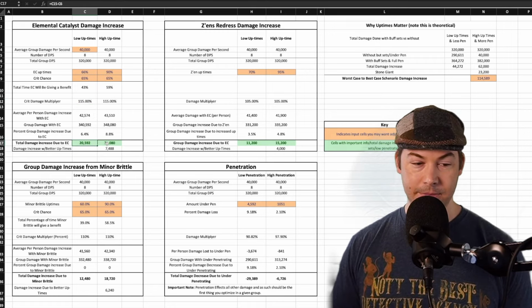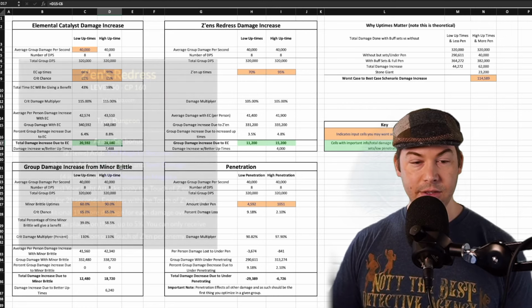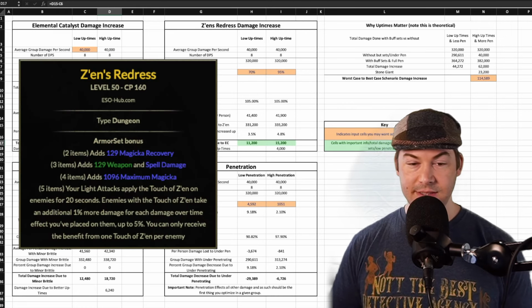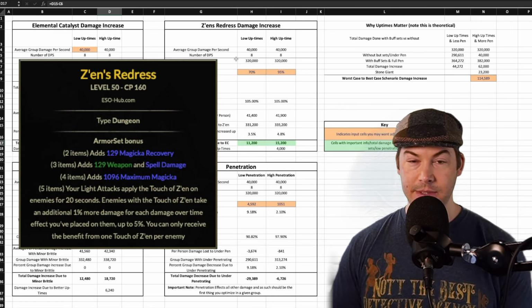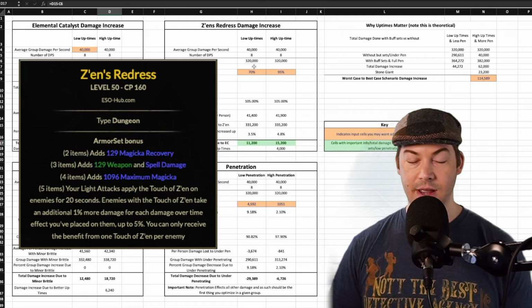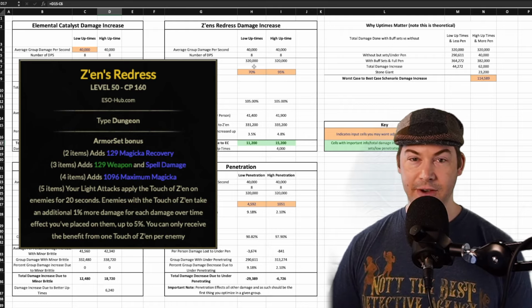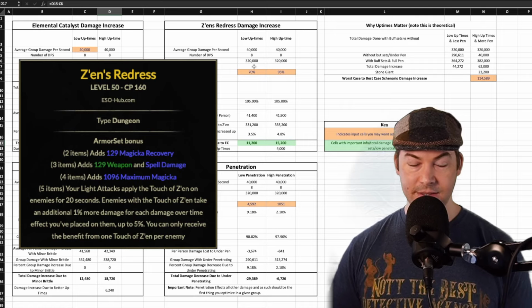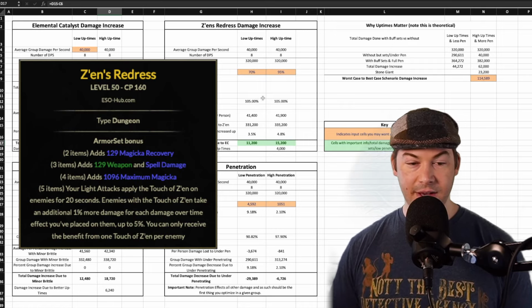So what we end up with in one situation is a 20,000 DPS increase, and the other is almost 30, so 28,000. Now, looking over at Zen's Redress, this set increases the damage taken on a particular target based on how many dots they have on them, up to 5%. So up to 5 dots, it's 1% for each dot, up to 5.